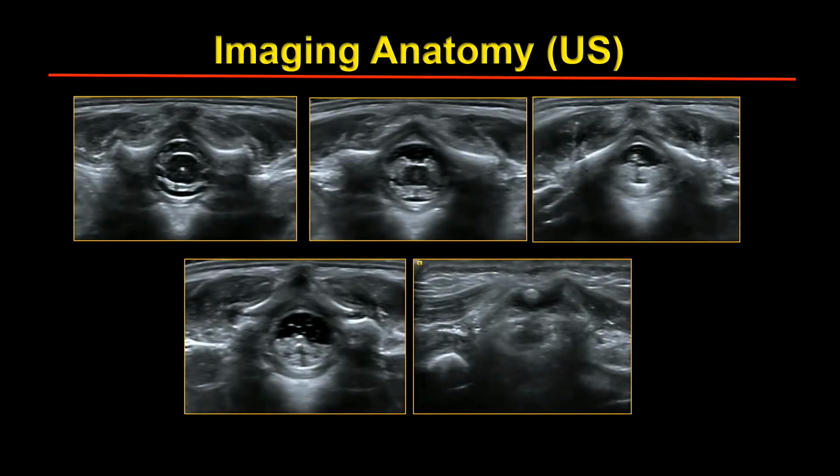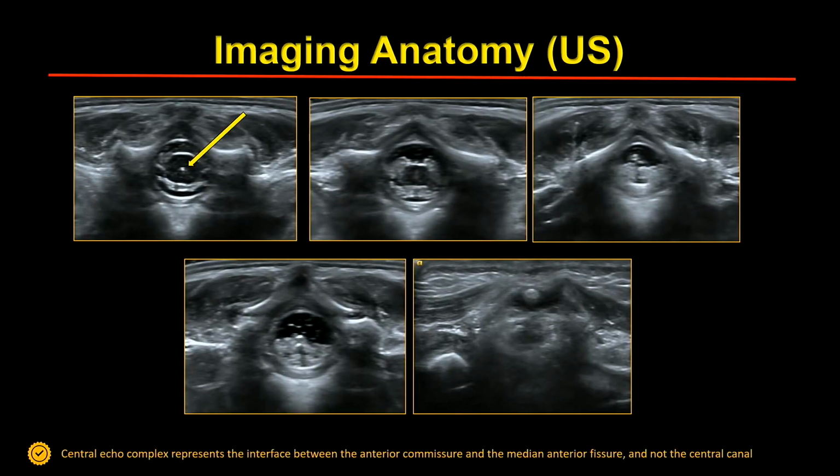On transverse images, one can see the central echocomplex. Now, the central echocomplex is seen on longitudinal image as well, but it's beautifully depicted on transverse image. And it's the imaging marker, a hallmark of spinal cord on ultrasound. And this is very important because if you're dealing with conditions such as diastematomyelia, split cord malformation, or if the cord is completely squished or displaced by a subjacent mass, it increases the confidence whether you're looking at the cord by locating the central echocomplex. It was initially thought that the central echocomplex represents the central canal, but that's not true. It's actually the interface between the anterior commissure and the median anterior fissure.